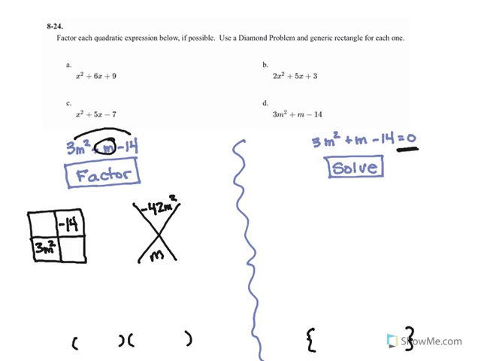Now this is one that I would suggest using a factoring table on. So we have 42. 1 times 42 is 42.